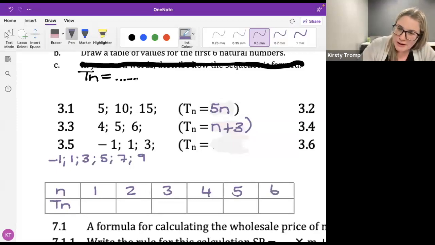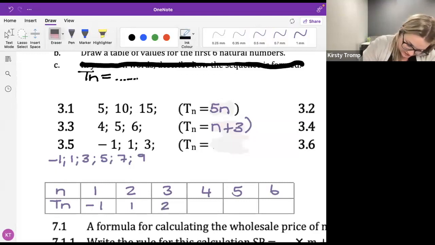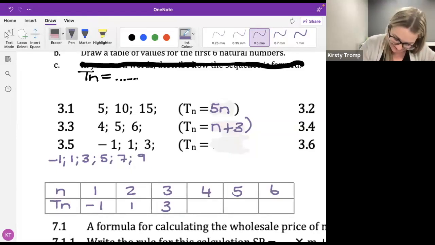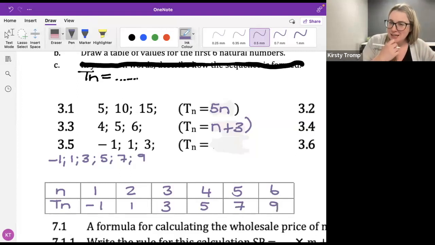So on the top, I've got 1, 2, 3, 4. Good, nice. What do I have on the bottom? Negative 1. Good. 1. Good. 3, ma'am. Good, well done. Just checking to see if you're watching. Good. 5. Good. 7. Good. 9. Well done. Nice. Okay. So, let's go. What's my rule going to be?